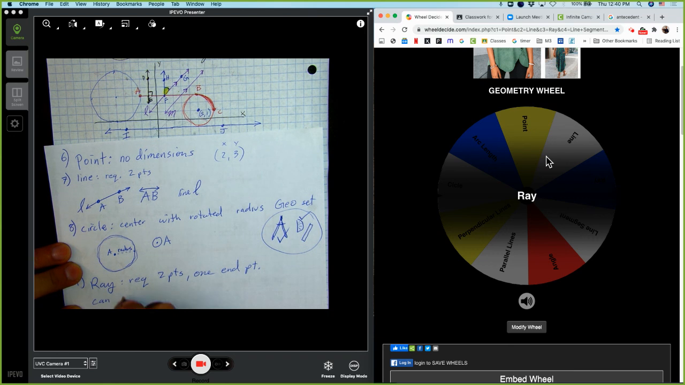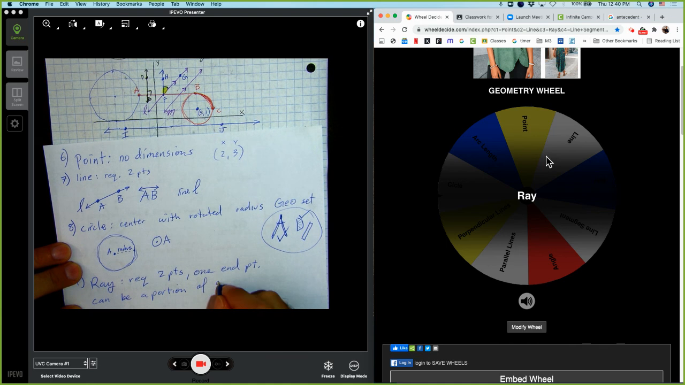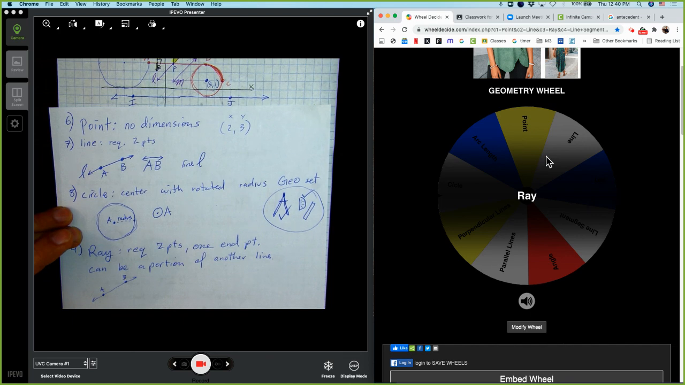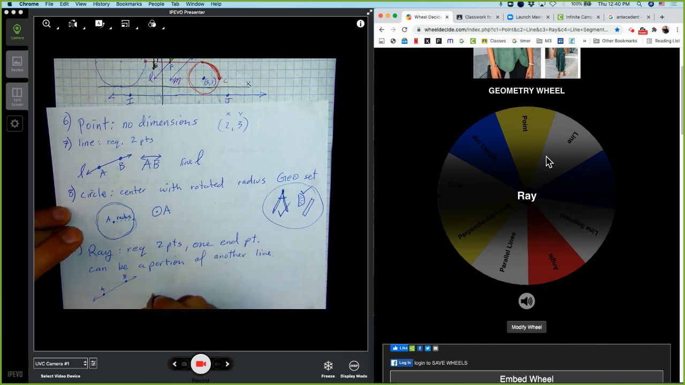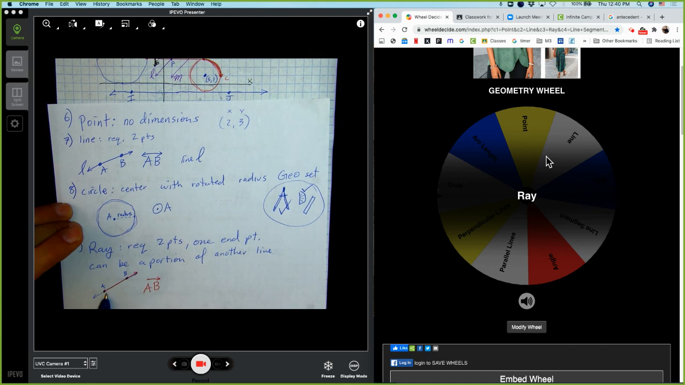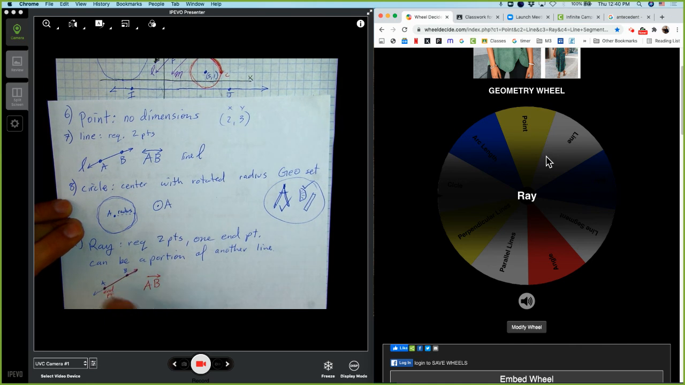This is important. It can be a portion of another line. So if I had a line right here and it was AB, this could be the endpoint for my ray, and my ray could be this. So that would be ray AB, and the first letter is going to be my endpoint. The first letter is your endpoint. If it was going the other direction, I would say it was ray BA, but here I'm going to go ray AB.